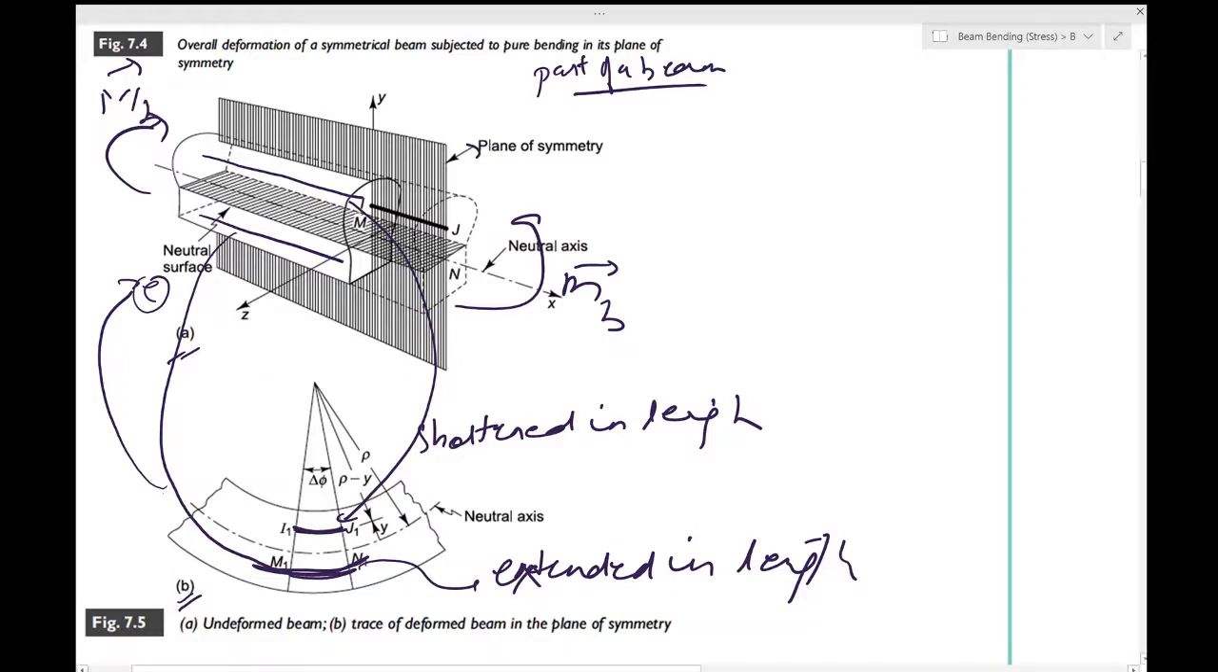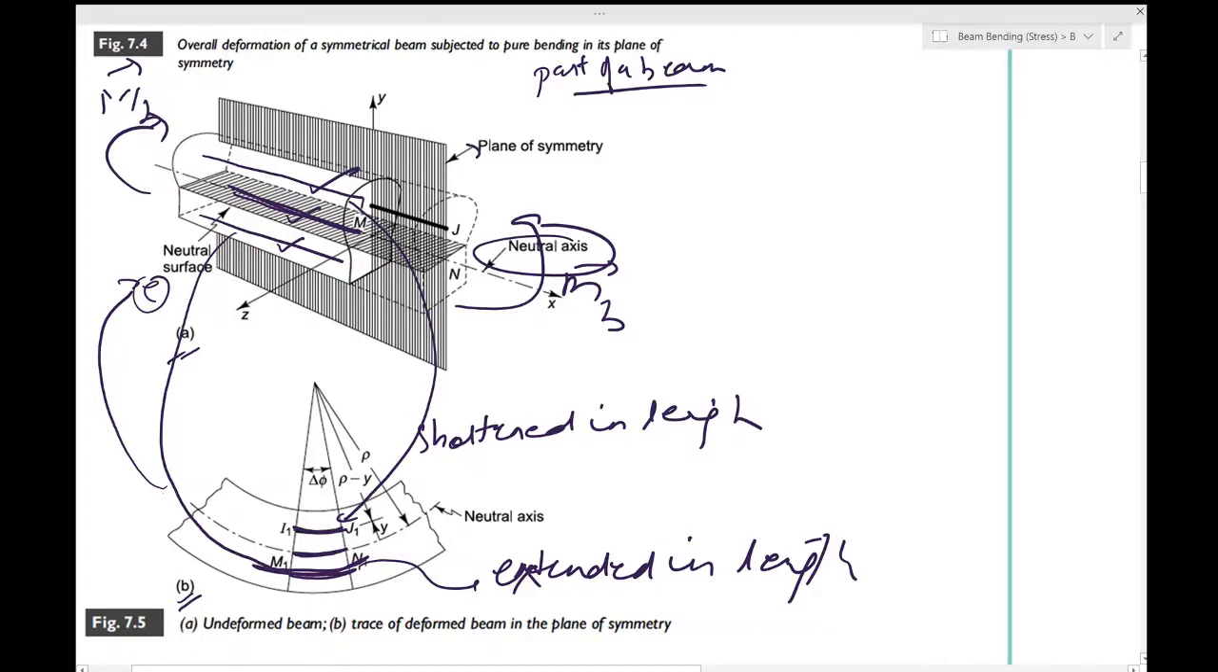If you consider this line, which is exactly passing through this centroid, that is called the neutral axis, that line does not change in length. Yes, it does curve, it does take up the form of an arc of a circle, but that line does not change in length. And this is again something which you can easily visualize by drawing a line on an eraser. Draw a sharp line equally measured, one in the upper half, one in the lower half, and then you will see what I mean by this line being shortened, this line being extended, and this line remaining the same.